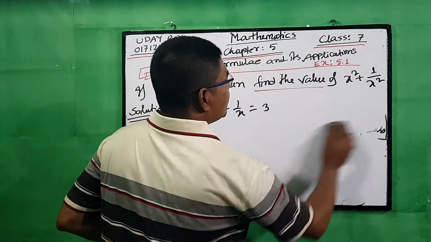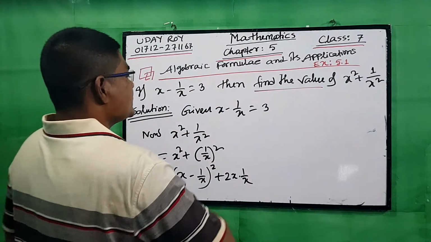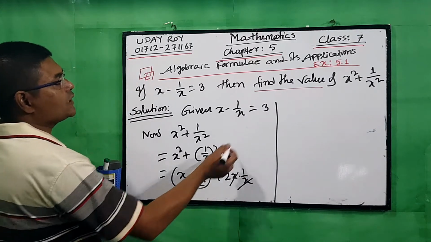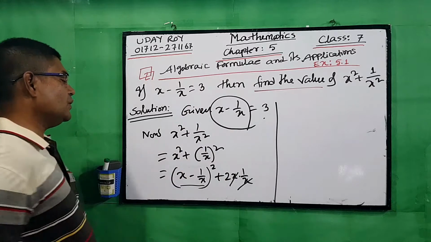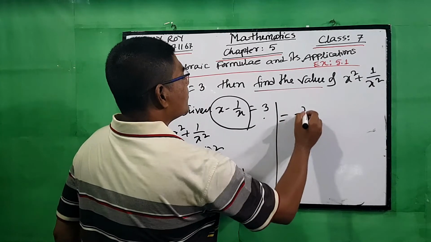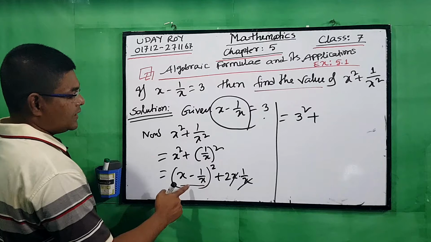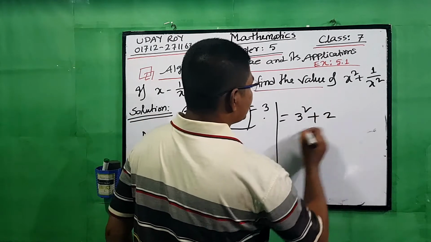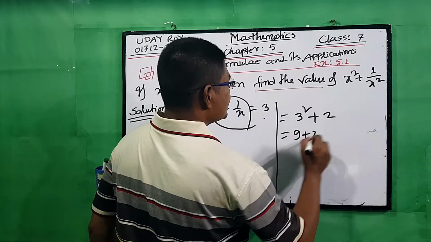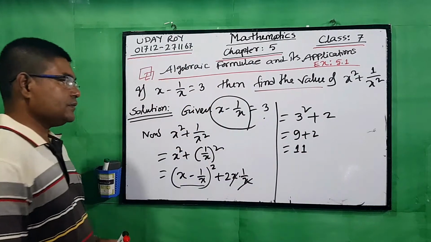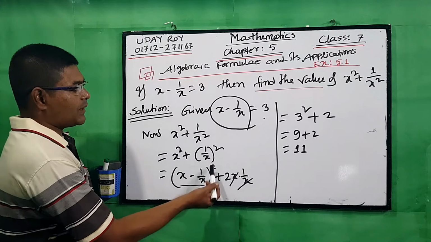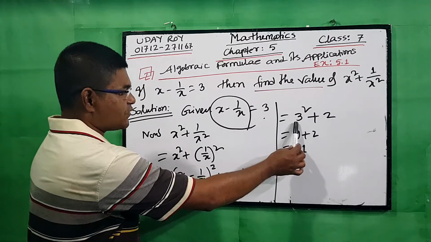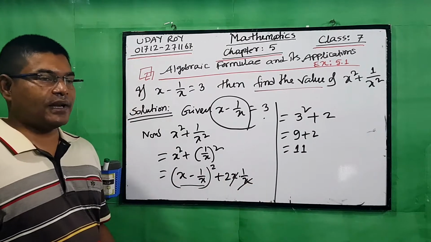So now come back. Here x minus 1 by x equal to 3. So we have got 3 square plus 2. That means 3 square, here is 2. 3 3s are 9 plus 2 equal to 11. So we have got x minus 1 by x whole square plus 2ab, where ab means x into 1 by x. This value is 3 square plus 2, 9 plus 2 equal to 11. Our maths done.